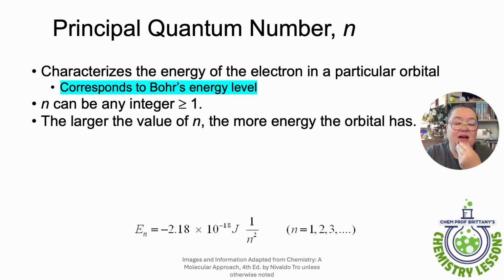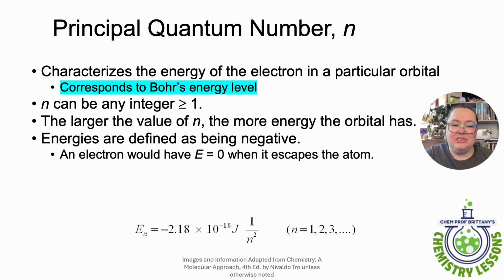So, the first one we're going to talk about is the principal quantum number, which is n. And the principal quantum number characterizes the energy of an electron in a particular orbital. So these are the energy levels in the Bohr model of the atom. So n can be any integer greater than or equal to 1. So n equals 1, n equals 2, n equals 3, etc. And the larger the value of n, the more energy the orbital has.